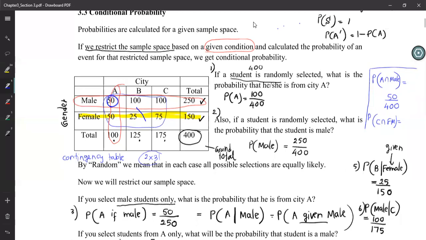Yes, what is the answer? How do you find that cell? You get the C column and the female column, where they intersect you get the number, which is 75 out of 400. Yes, thank you. So you got the idea.